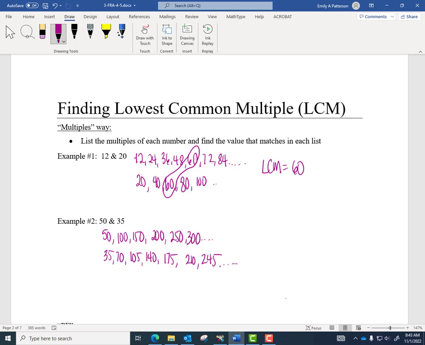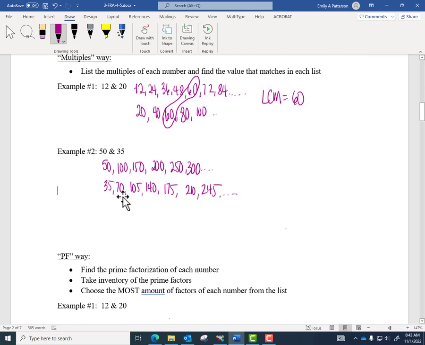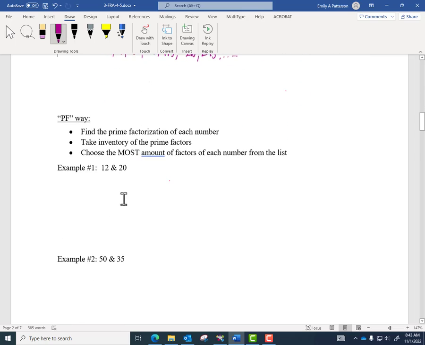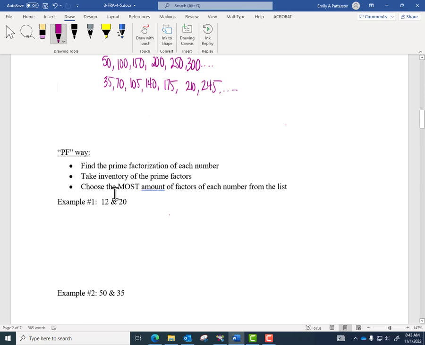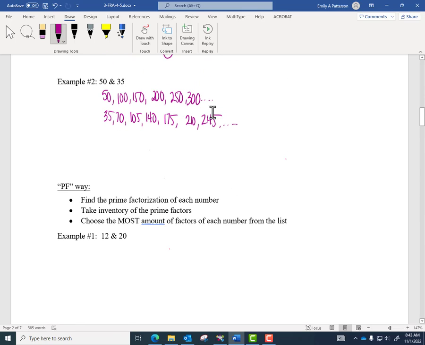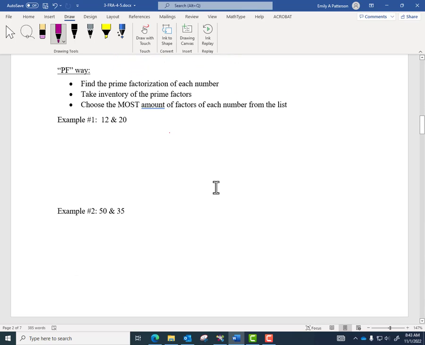So whether you do things in what I call the multiples way, or in what I call the PF way, either way you're going to find the same lowest common multiple. So let's look at the PF, or prime factorization, way. We have these instructions here on finding the prime factorization way. Because it wasn't easy for me to find this match, and right now I don't have a match yet, and who knows, I could be carrying these lists of multiples out for quite some time, I'm going to try it another way. So let's break it down.